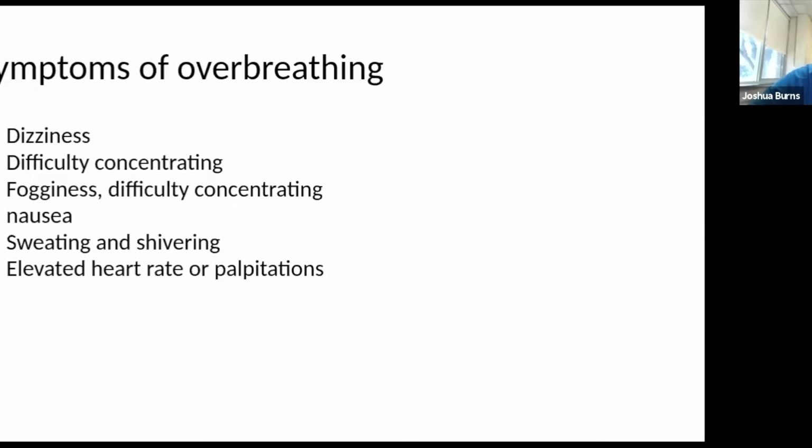Sweating is usually upregulated during stress as our body needs to cool during the increased use of energy and the increased physical activity of fight or flight. Elevated heart rate is very common, and then palpitations. And palpitations are really where you're aware of your heart beating. It sometimes feels like it's pounding within your chest, etc. That awareness of the heartbeat we call palpitations, and that's a very common symptom of overbreathing as well.